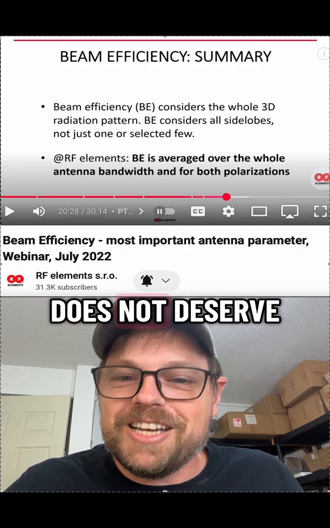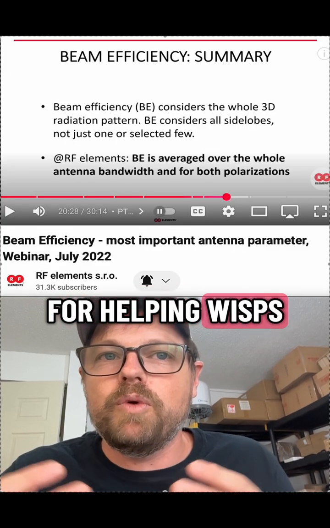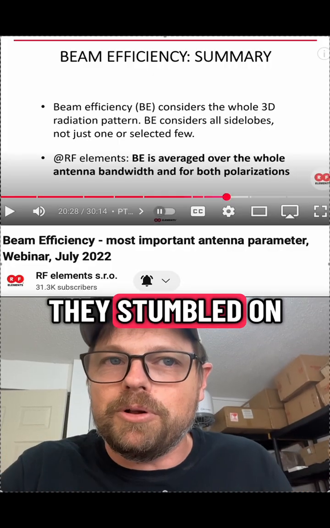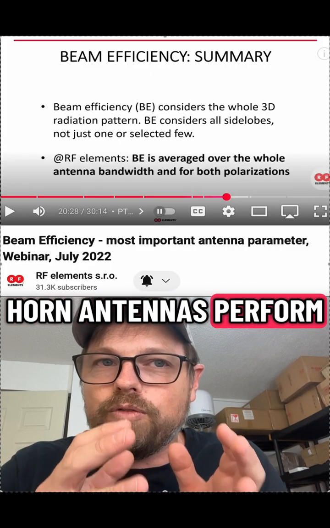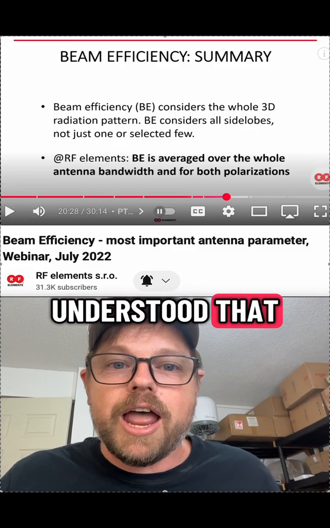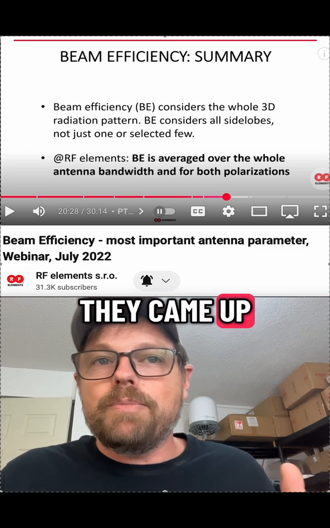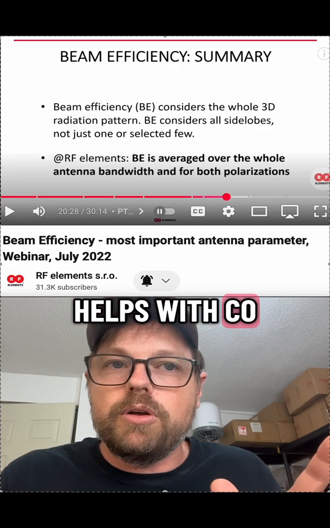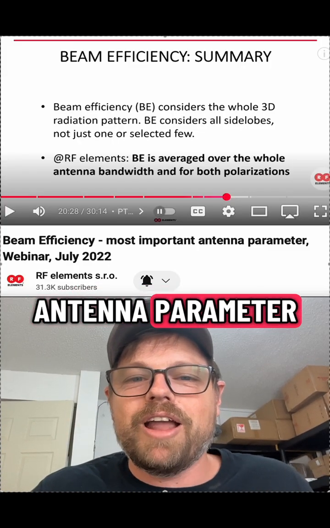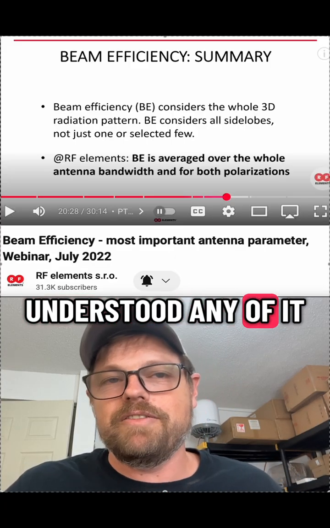So RF Elements does not deserve credit for enlightening WISPs, for educating WISPs, for helping WISPs better understand how to deal with noise. They don't deserve that credit. They stumbled on horn antennas. Horn antennas perform well in noisy environments because of their narrow beam widths. RF Elements never understood that, so they went looking for reasons why their antennas performed well in noise. They came up with side lobes, but mostly what helps with co-located noise is GPS sync. And then they created this beam efficiency antenna parameter as a way of explaining it, but they never understood any of it.